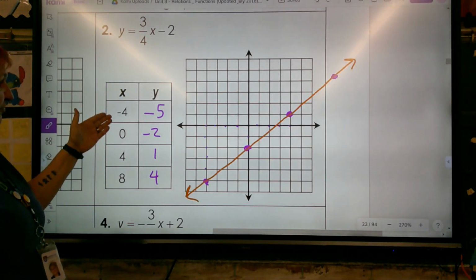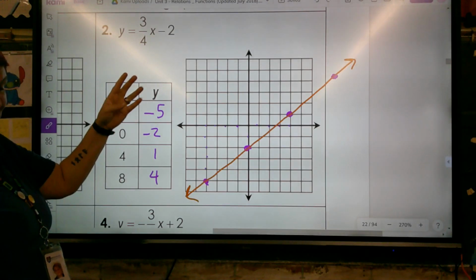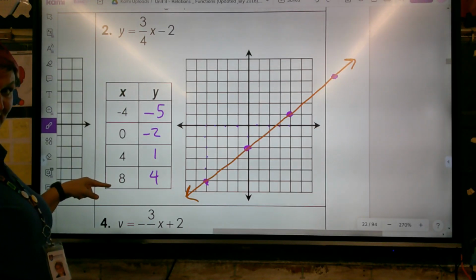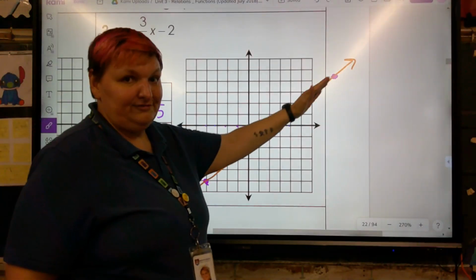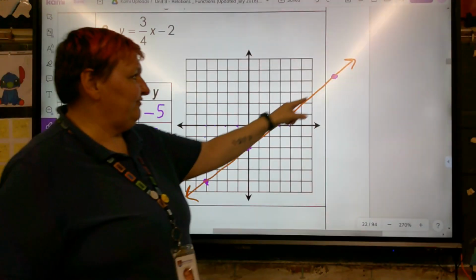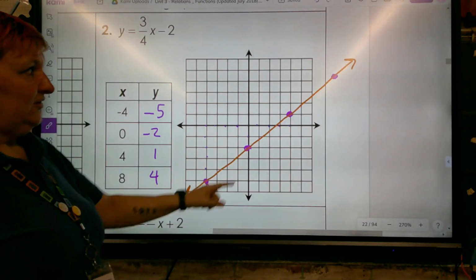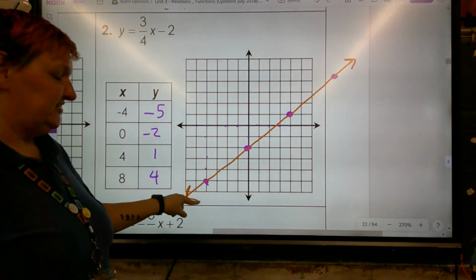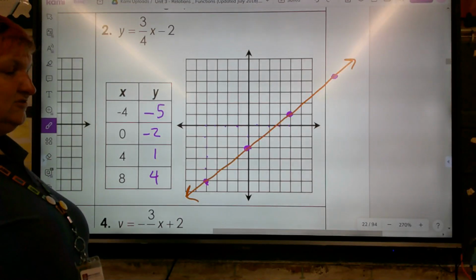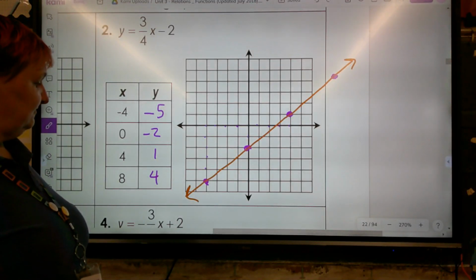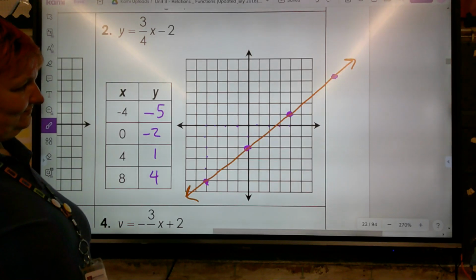So first I input the x values and solved. So I had to solve this equation 4 times, because there's 4 values here. I put the answer in the y, the output, and then I graphed it. My 4 points are graphed here, and I connected them with a line that goes all the way through with arrows at the end to tell me that technically it goes on forever. It's a continuous graph. Isn't it beautiful? All right.